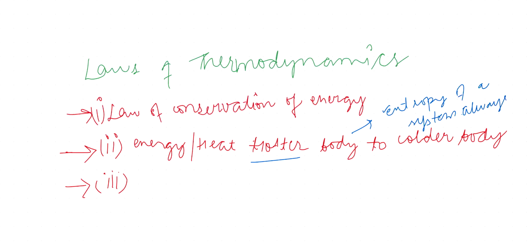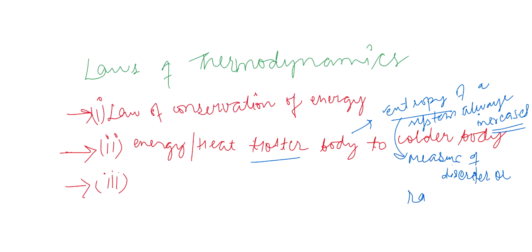Always increases. So what is entropy, you will ask? Entropy is the measure of disorder or randomness. So till now we have understood the first two laws, which are very simple.